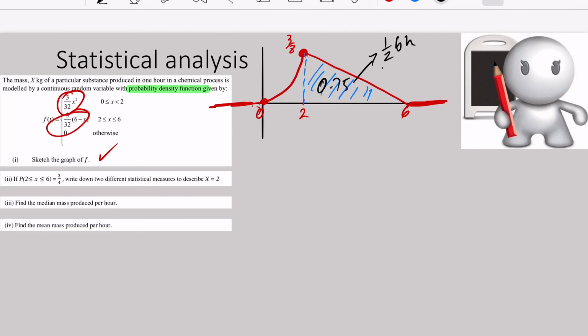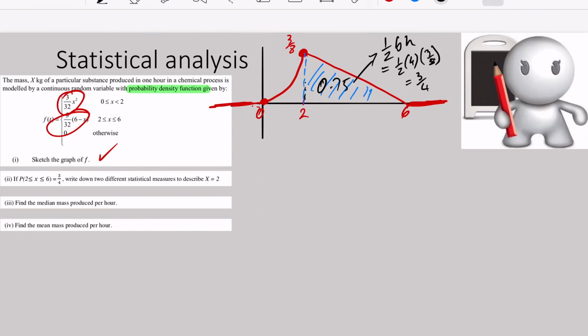It's a triangle, half the base times the height. Well, the base is 4 and the height is 3/8. And if you do that, it's going to be 3/4, yeah? All right? Okay, but what it's telling us is that if the area from 2 to 6 is 0.75, write down 2 statistical measures to describe x is equal to 2.